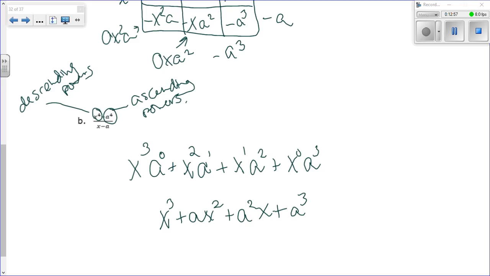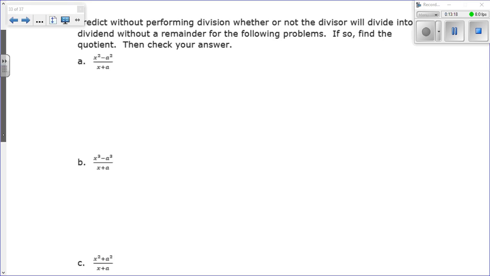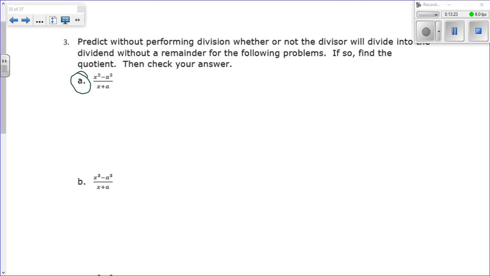So what I want you to do is on the next page over here, predict without performing division whether or not the divisor will divide into the dividend without a remainder for the following problems. If so, find the quotient and then check your answers. So there's a couple that I want you to look at. I'll just have you do A and B. Just try those two and see if they work. And if not, that's fine.